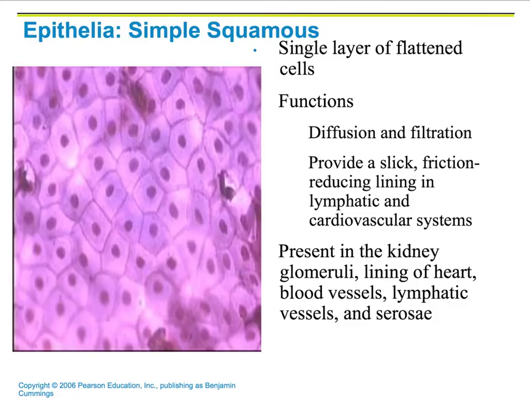So the first one that we're going to cover is simple squamous. This means that it is a single layer of flattened cells. Since these layers are very thin, they allow for diffusion and filtration to happen. So substances can diffuse through these layers of cells. They also help provide a slick, friction-free environment in the lining of different systems like the lymphatic and cardiovascular. You'll also find them in the kidney, heart, blood vessels, and other serosae.